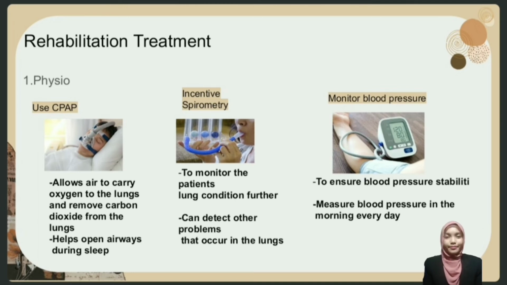Number 1 is physiotherapy. Physiotherapy is a measure to reduce the problems faced by the patient. There are several physiotherapies for pulmonary edema. I use CPAP, incentive spirometry, and monitoring blood pressure. CPAP allows air to carry oxygen to the lungs and remove carbon dioxide from the lungs. CPAP also can help open the airway during sleep. Incentive spirometry monitors the patient's lung condition further and can detect other problems in the lung. Monitoring blood pressure ensures blood pressure stability, and patients should measure blood pressure in the morning every day.